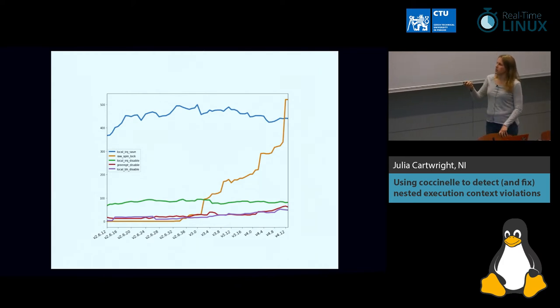And the raw spin lock wasn't introduced into mainline until 2.6.33. So you can see that slow growth. Anyway, I thought that was interesting.